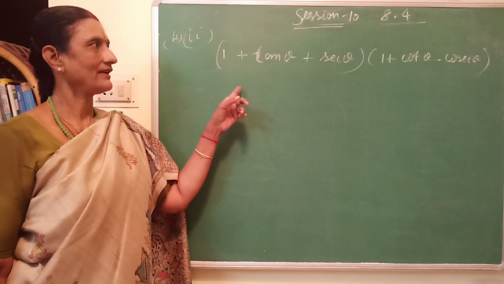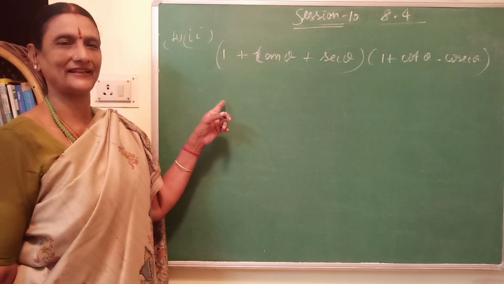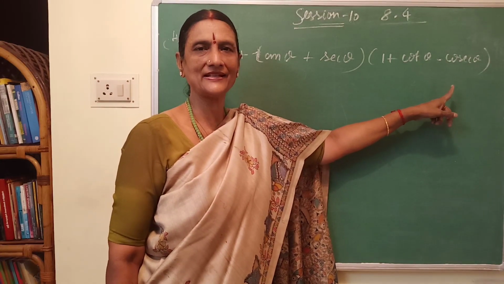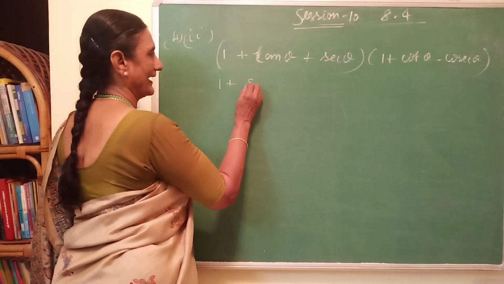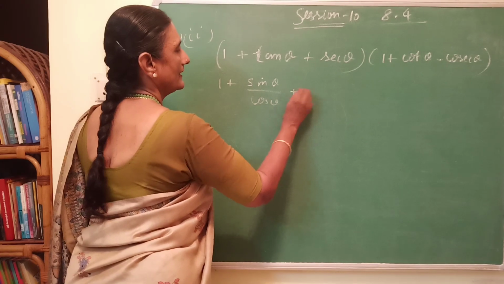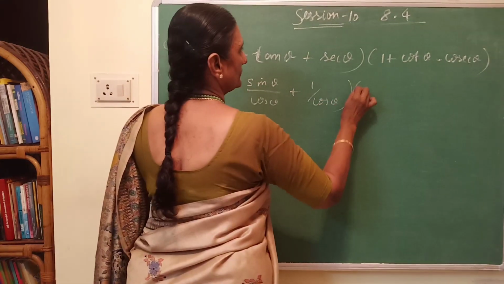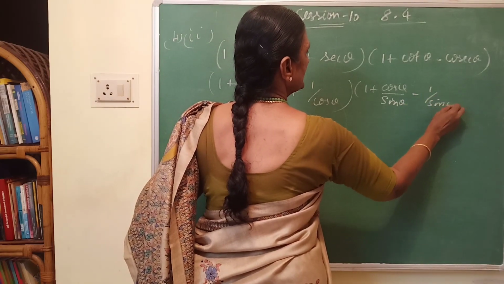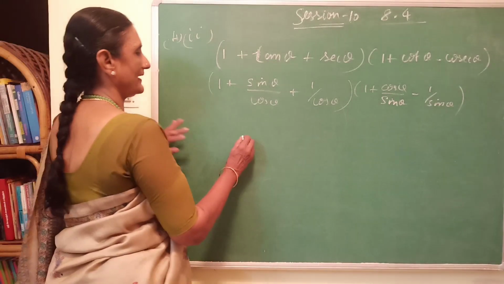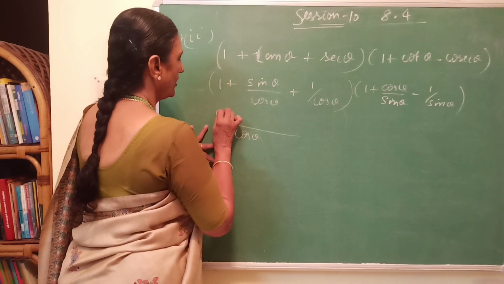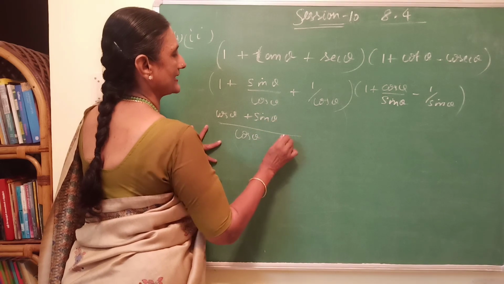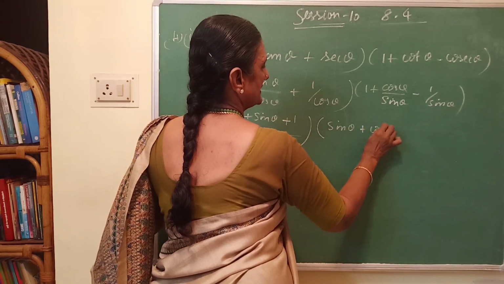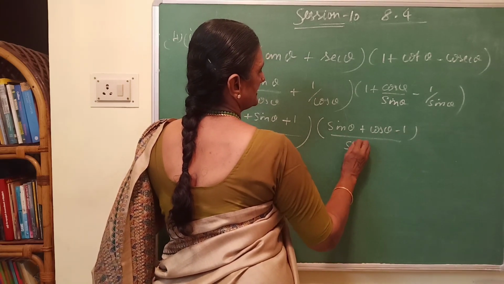Take the second subdivision, children. So this is slightly more difficult than all other sums, but still we can work it, nothing wrong. Now 1 plus tan theta plus secant theta into 1 plus cot theta minus cosecant theta. Now I can write this tan theta as sin theta by cos theta plus 1 by cos theta. Same thing I can do for this factor also. 1 plus cos theta divided by sin theta minus 1 by sin theta. Now here the common denominator, I am taking this as cos theta. Therefore, on simplification, this becomes cos theta plus sin theta plus 1. And for the other side, it becomes sin theta plus cos theta minus 1 divided by sin theta.